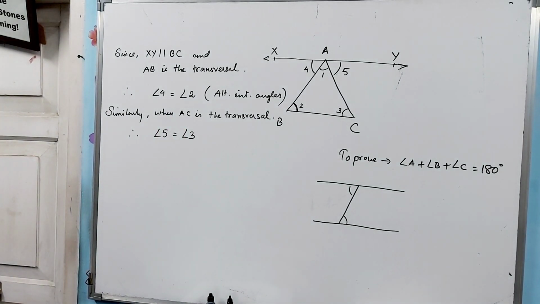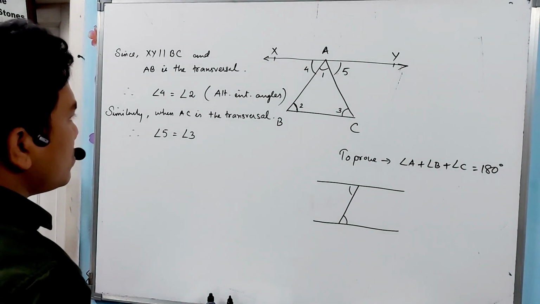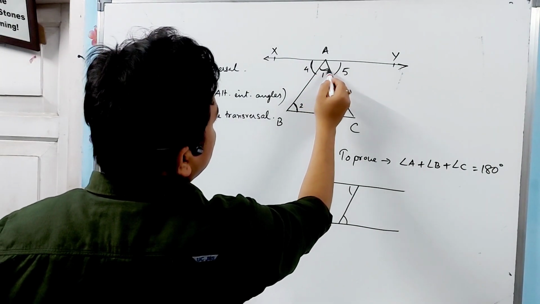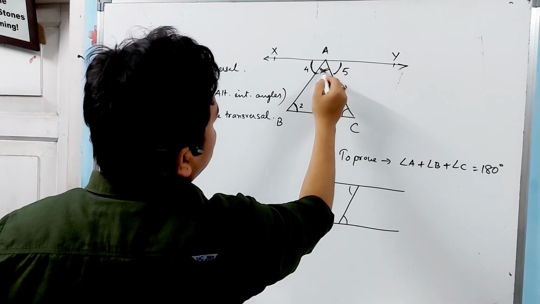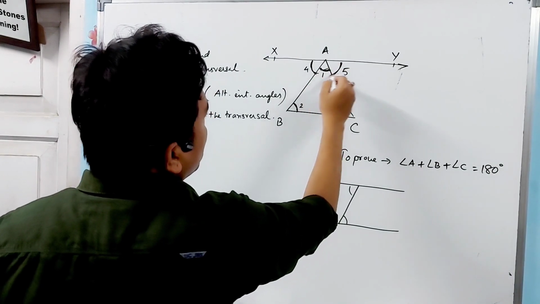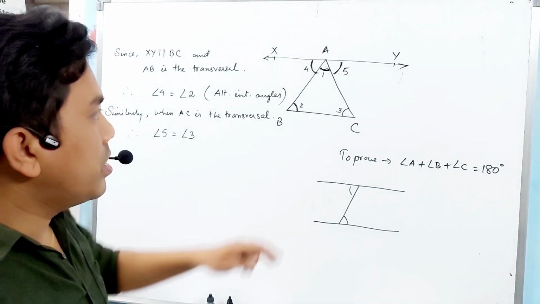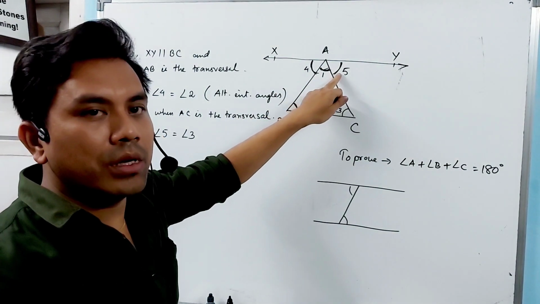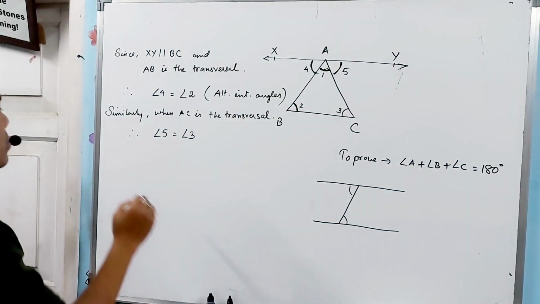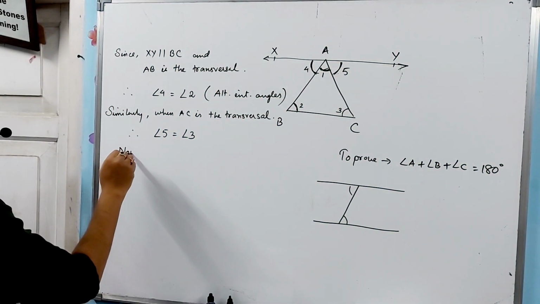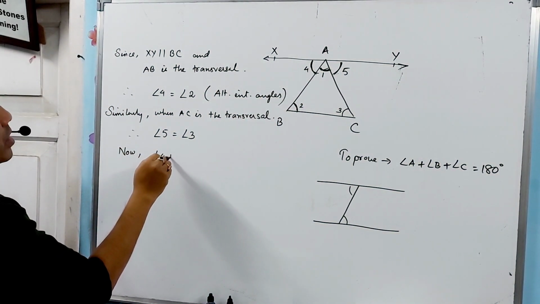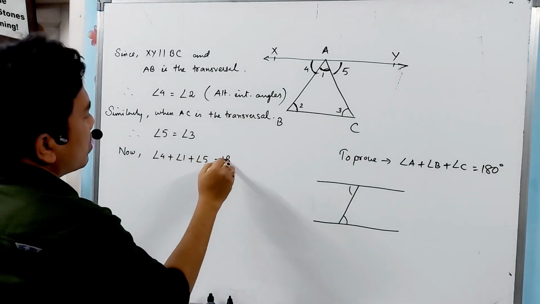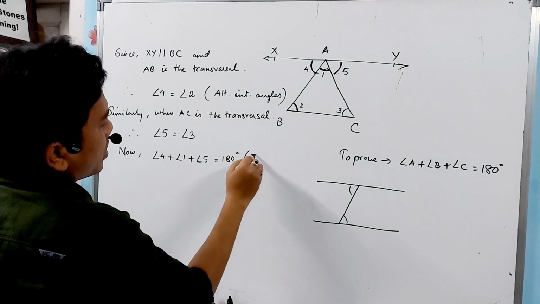Now, according to the straight angle property, the sum of these three angles will be 180 degrees, isn't it? We have learned already. The sum of these three angles forms 180 degrees. So now, angle 4 plus angle 1 plus angle 5 is equal to 180 degrees according to the straight angle property.